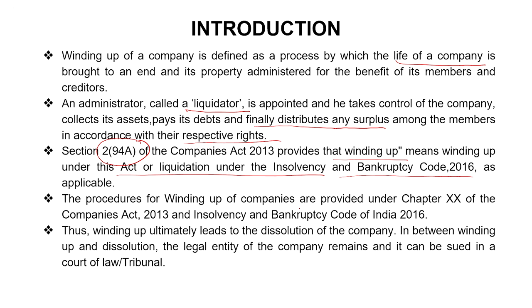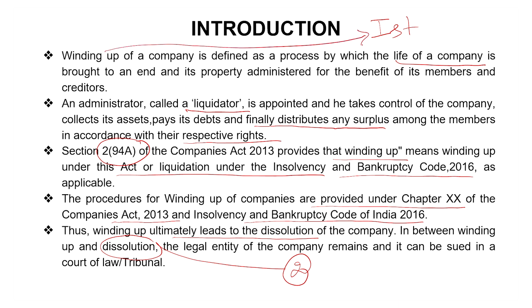The procedure of winding up of companies is provided under chapter 20 of the Companies Act 2013 and the Insolvency and Bankruptcy Code 2016. From this discussion, we draw a conclusion: two acts are applicable on winding up. One is the Companies Act, the second one is the Insolvency and Bankruptcy Code 2016. Winding up ultimately leads to dissolution. So, winding up is the first stage and the second stage is dissolution. In a winding up process, we convert property into cash and dissolution is the last stage of the winding up. After dissolution, the company does not stand in the eyes of law.